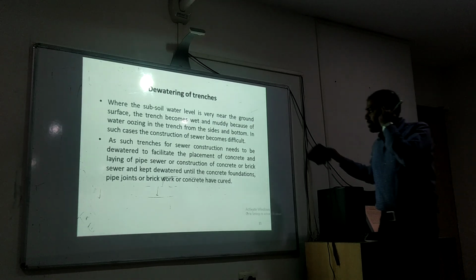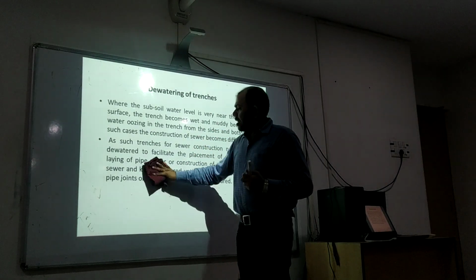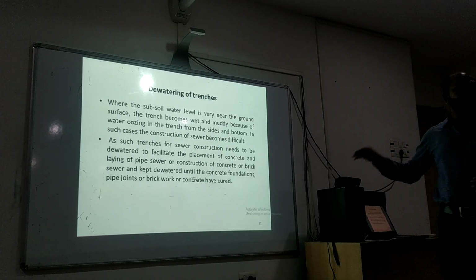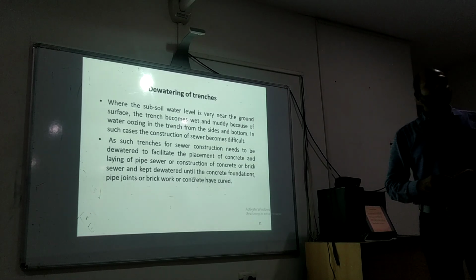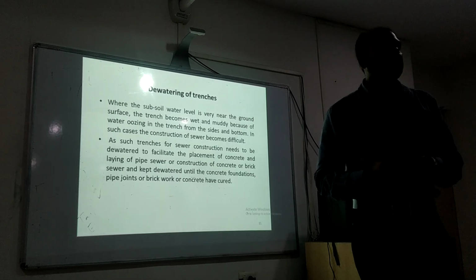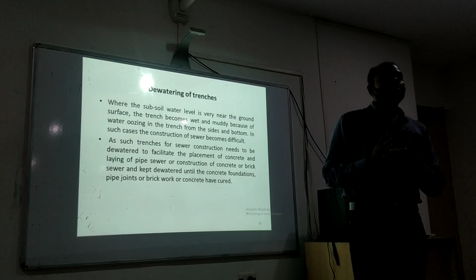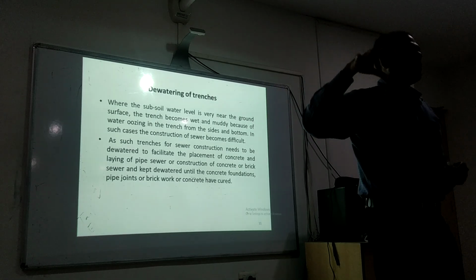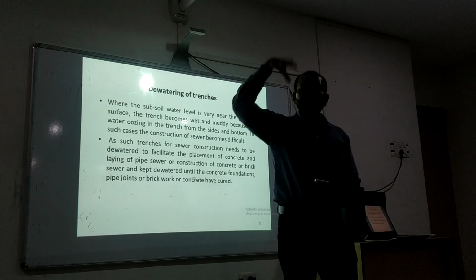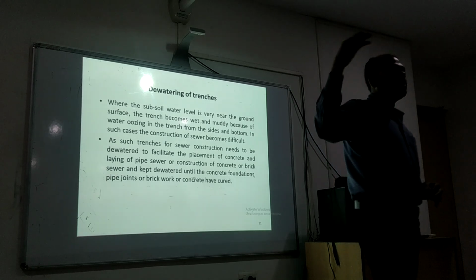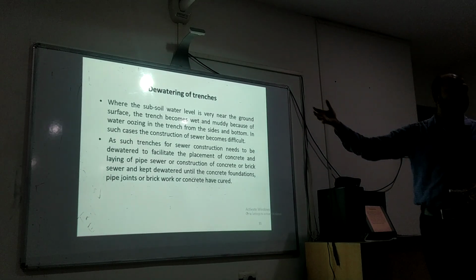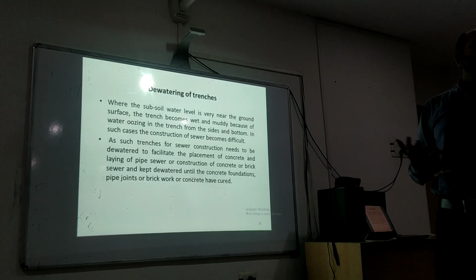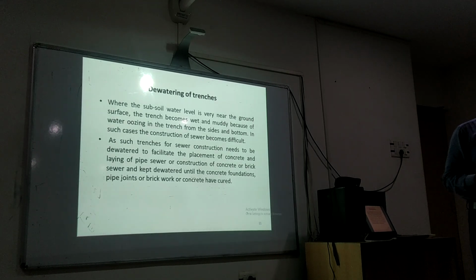Now dewatering of the trenches. Many a times when we excavate up to 1.5 meter, up to 2 meter, the groundwater table is reached. So that water has to be extracted, that water has to be thrown out. And also suppose if we have dug the trenches and there is a rainfall, बारिश हो गया, गड्ढा करने के बाद, so there will be water inside the trench, that also has to be removed. So dewatering is the process of removal of groundwater as well as any source of water that reaches the trenches that have been dug for the purpose of laying of sewer pipes.